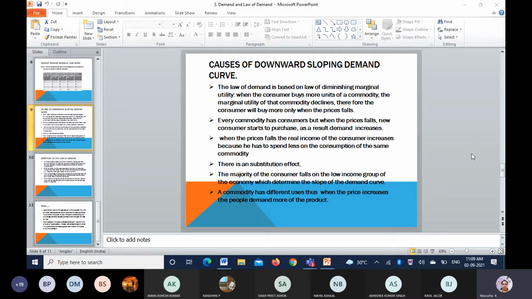So automatically, even without a change in the price of a particular product, because there is a change in the price of the substitute product, you will be demanding more. So that is also one of the reasons why the demand curve is a downward sloping curve. And the majority of consumers, if you take the Indian economy, fall under the low income group of people only. They are the main people who determine this slope of the demand curve, which is the downward sloping curve.